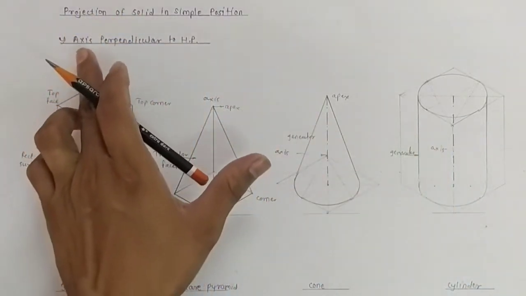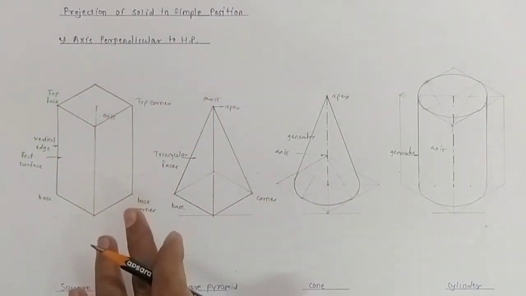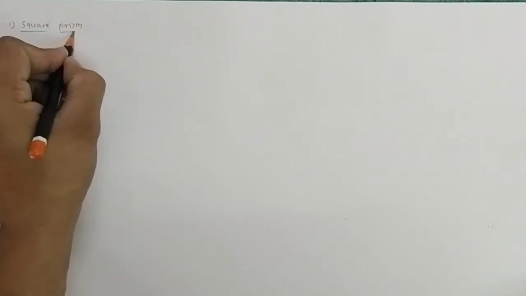Now consider that the axis is perpendicular to HP. What will be the position of all objects? We have to see in the next part. Now move on. The first object is the square prism. Consider a square prism, side of base 30 mm, and axis height 50 mm, side of base resting on HP. So what will be the position of the front view and top view of the square prism?